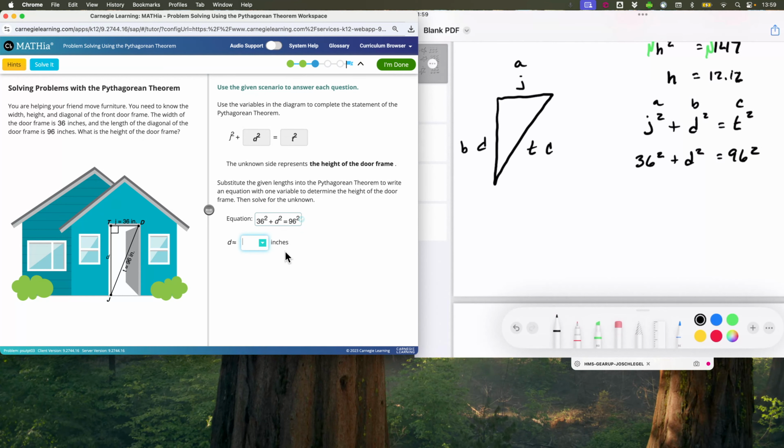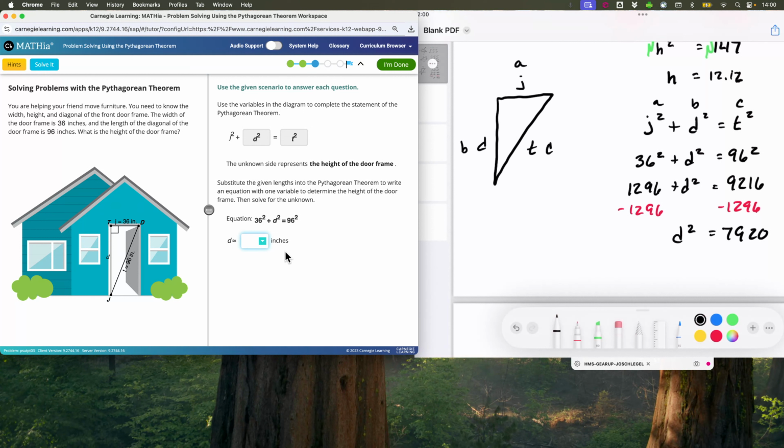And we have to solve this one again just like we did the last one. So, quick math here. 1,296 plus d squared is equal to 9,216. So I'm going to subtract both sides. D squared is equal to 7,920.